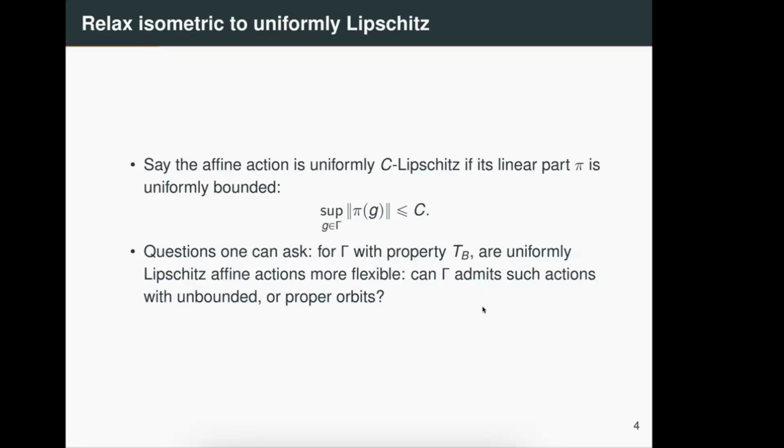Then you can ask the following general question. Suppose you have some Banach space where gamma acts. If you insist on an affine isometric action, then you'll have a fixed point or bounded orbits. But if you relax it to a uniformly bounded representation, does the behavior change? Can you find unbounded or even proper orbits? This is the general question that we want to consider here.